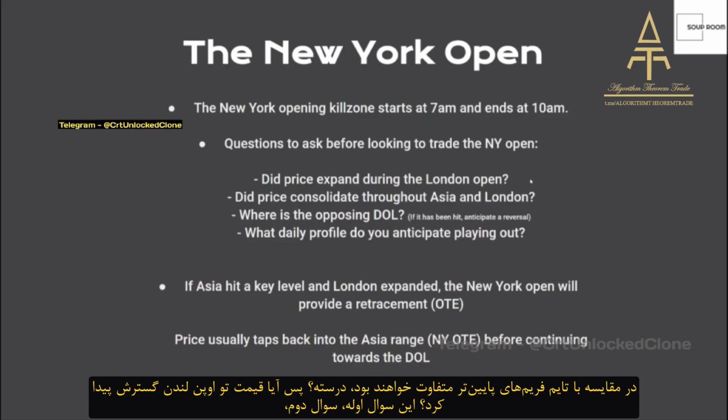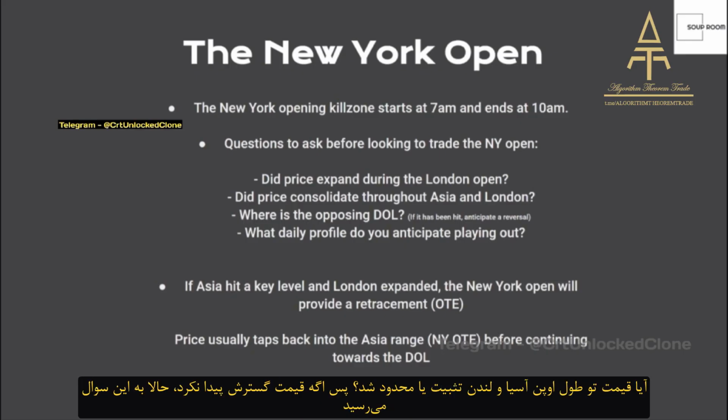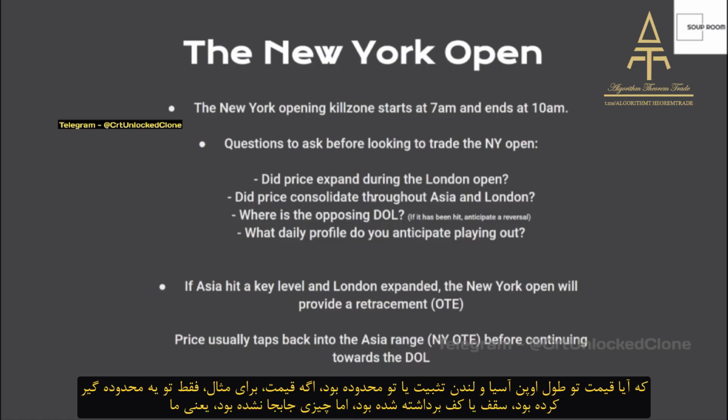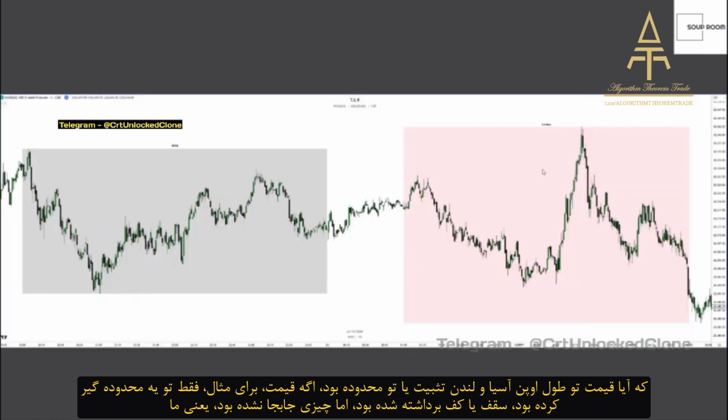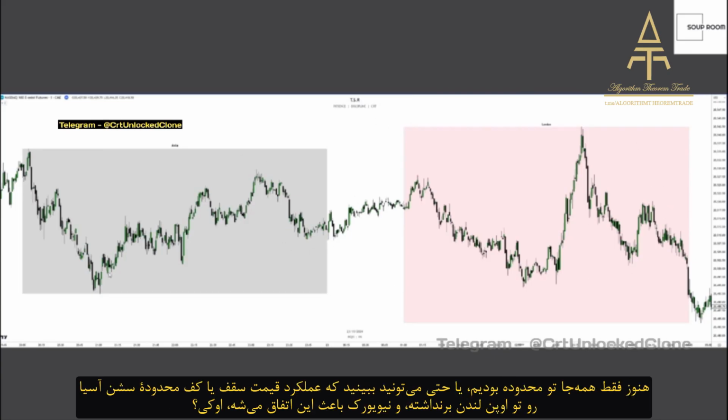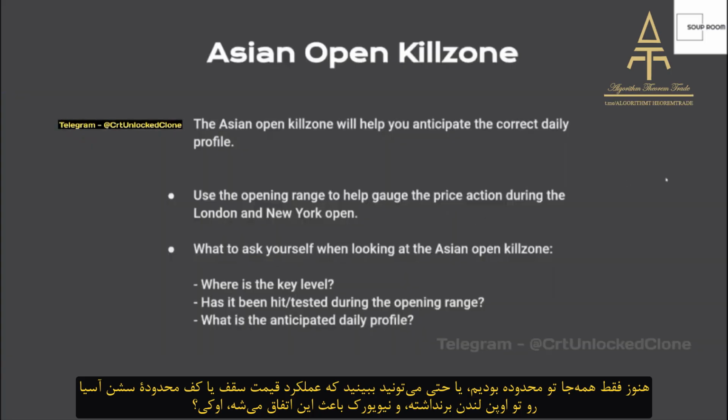That's the first question. Number two, did price consolidate throughout the Asia and London Open? So if price did not expand, you now move down to this question, whether price consolidated or ranged during the Asian and London Open. If price, for example, was just stuck in a range, the high or low was taken, but nothing was displaced, meaning we were still just ranging everywhere. Or you can even see price action not take out the high or low of the Asia session range during the London Open, and New York will cause that to happen, okay?